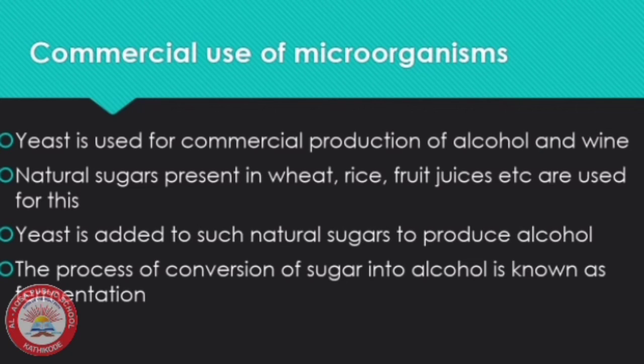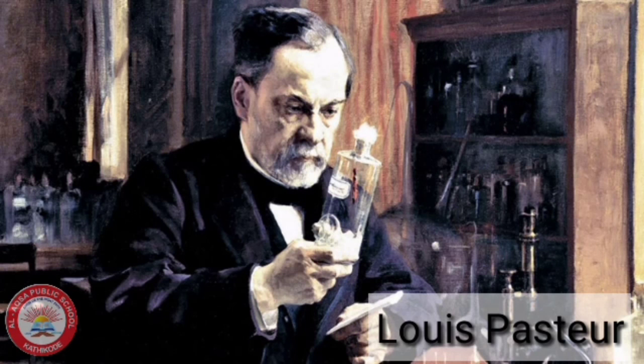Now, how are they made? Yeast is added to such natural sugars to produce alcohol. What happens is that the yeast will convert the sugar present in this wheat, rice and juices into alcohol. This process of converting sugar into alcohol is known as fermentation. It was Louis Pasteur who discovered fermentation in the year 1857.